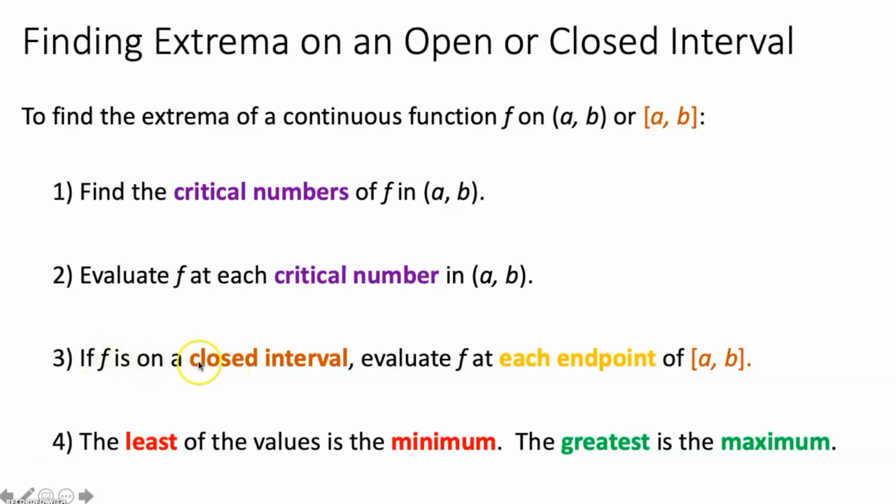Then, if your function is on a closed interval, we also have to evaluate the function at each of the endpoints, at x equals a and x equals b, because we said earlier that there's definitely going to be a relative min or max at each of the endpoints, but we have to determine if it's the absolute min or absolute max. Lastly, we look at all the y values that we got from our critical numbers and from our endpoints. The least of the y values is going to be your minimum. The greatest of the y values is going to be your maximum, and you're done.